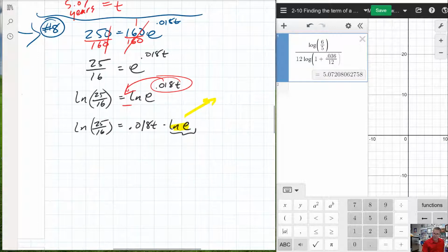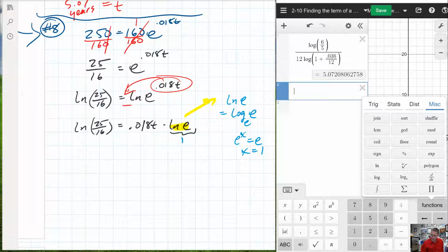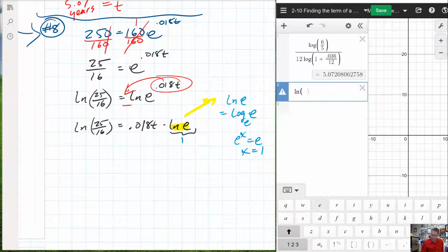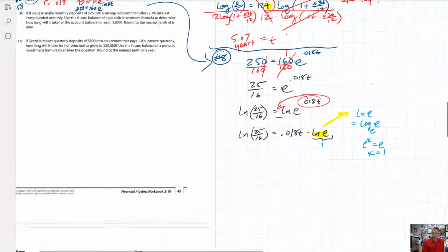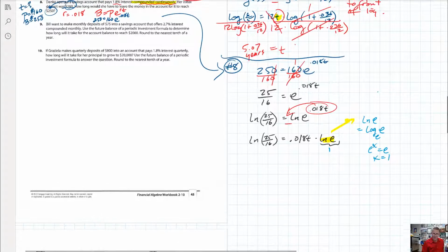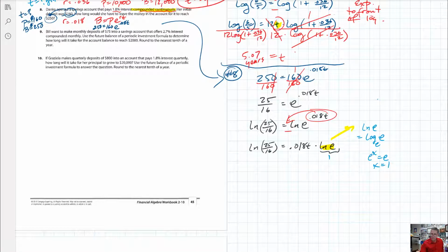Oh, let me sidetrack here. The natural log of e is the same thing as log base e of e. So you've got to be thinking, e to what power gives you e, and of course that's got to be 1. Even if you type in the natural log and you type in e in Desmos, it'll tell you it's 1. See? Natural log of e is 1. So knowing that, let's continue here. All we have to do is divide by 0.018 and we're done.